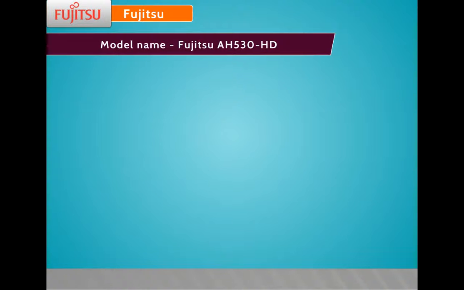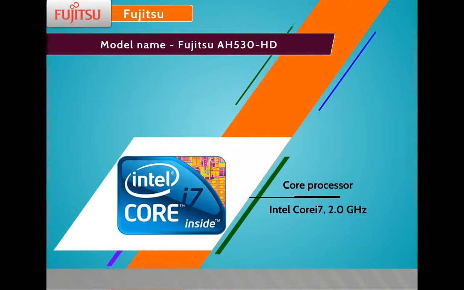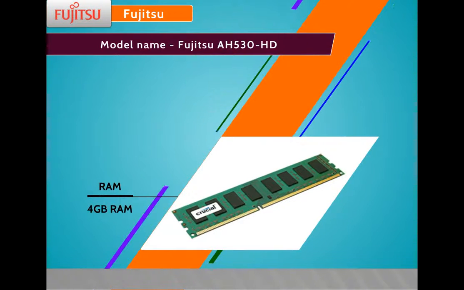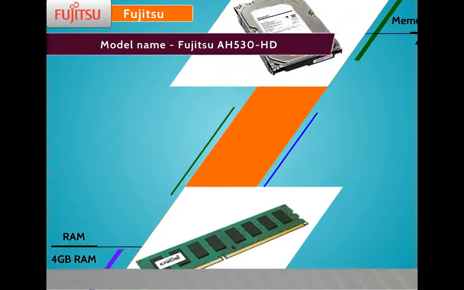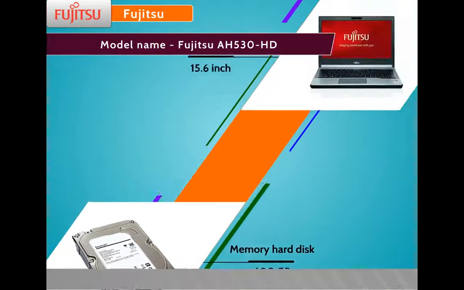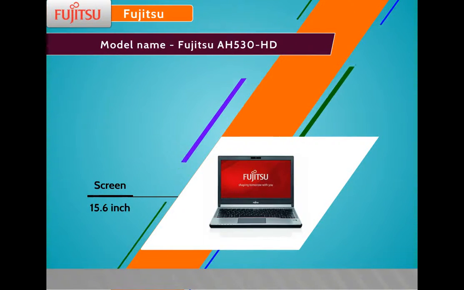Model name, Fujitsu AH530 HD. Core processor, Intel Core i7 2.0 GHz. RAM, 4 GB RAM. Memory hard disk, 400 GB. Screen, 15.6 inch.